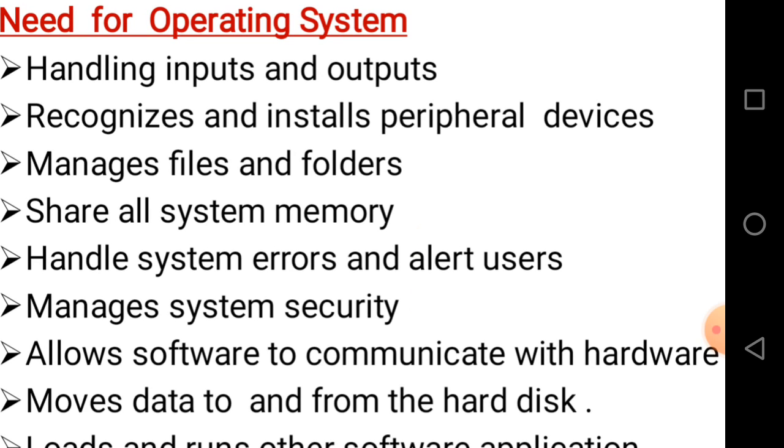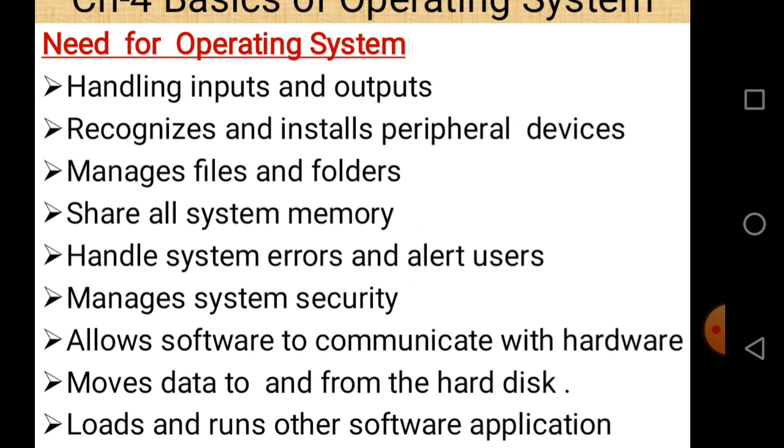It allows software to communicate with the hardware. Using an operating system, different application software are able to communicate with the hardware. Without an operating system, different application software are not able to communicate with the hardware.